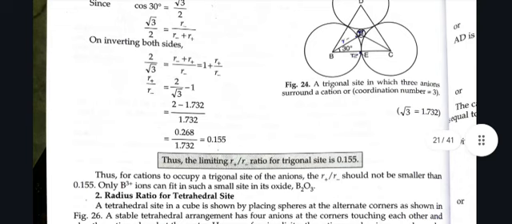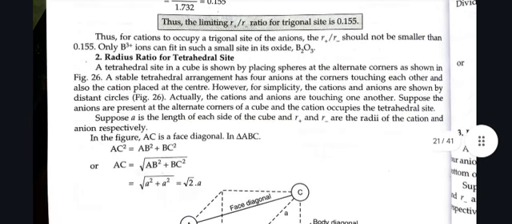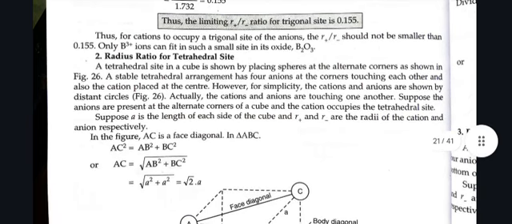Thus for cations to occupy the trigonal site of the anion, the radius ratio should not be smaller than 0.155 angstrom. Only B3 positive ions can fit in such a small site in its oxide B2O3.